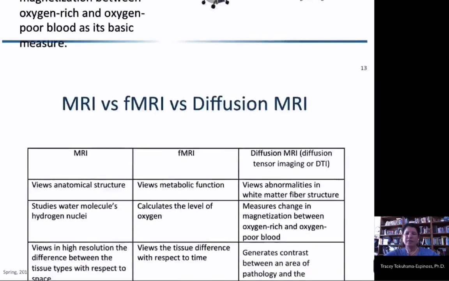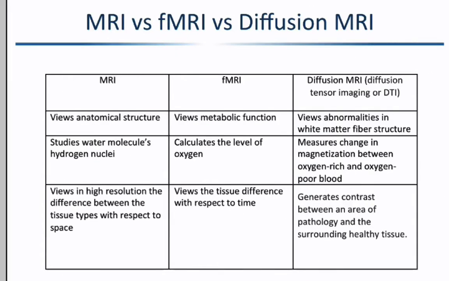So there's a couple different ways you can look at MRIs. There's MRIs, fMRIs, there's diffusion MRIs. These are all slightly different. They do slightly different things.